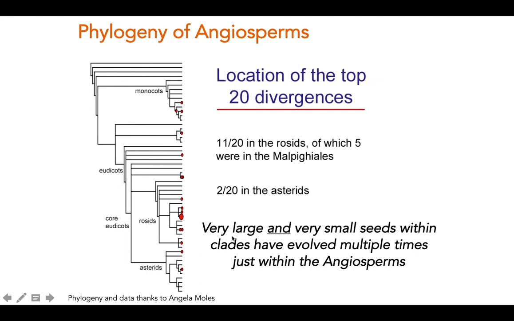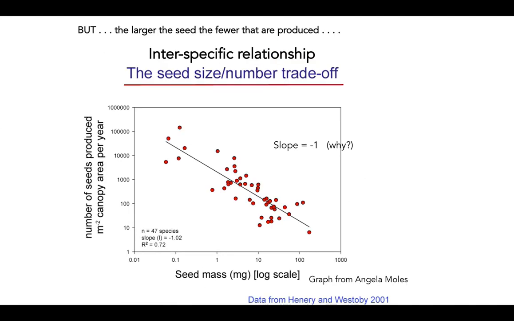And so again, these are taxa with very large and very small seeds, and this has evolved multiple times just within the angiosperms. So within each of these different lineages, we see strong selection for small seeds or strong selection for very large seeds. So again, I want to ask you this question, and this question will appear on the final exam. Why do we see strong selection for either small seed size or very large seed size? And again, we see this over and over again with strong selection for either small or large seed size.